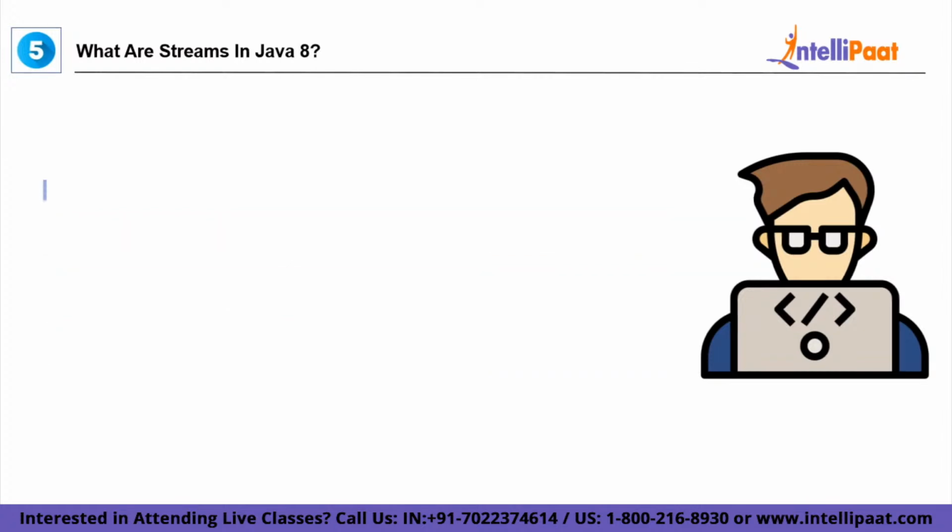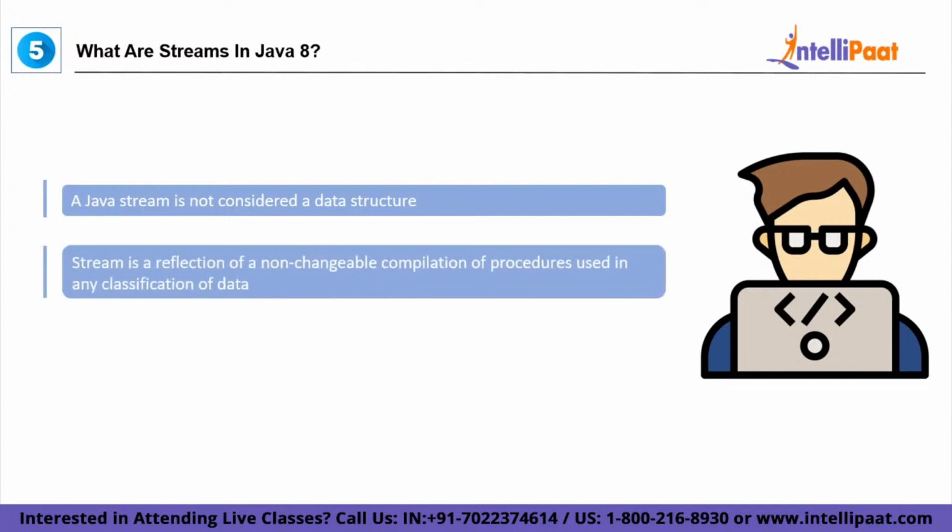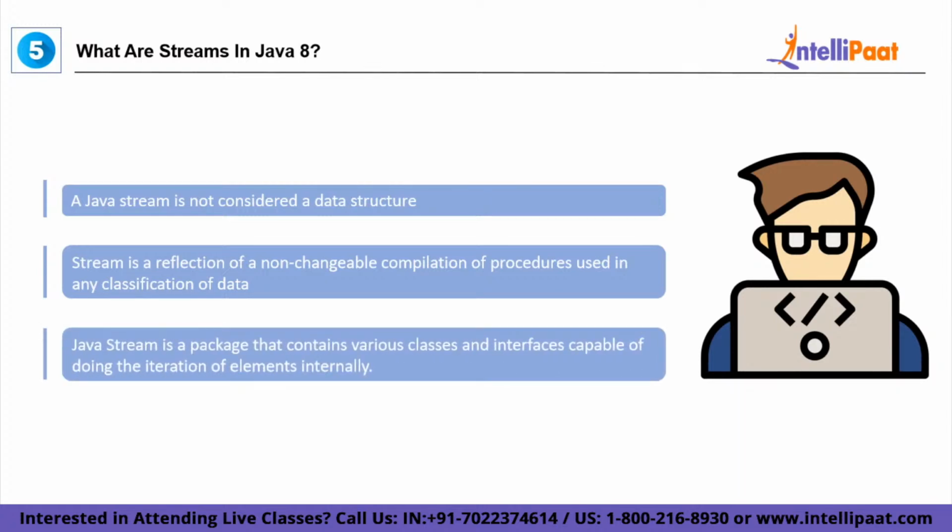A Java stream is not considered a data structure. However, we might consider Java stream to be an abstraction. It's not a collection or set where we can store data elements. A stream is basically a reflection of a non-changeable compilation of procedures that are used in any classification of data. In simple words, a Java stream is a package that contains various classes and interfaces which are capable of doing the iteration of its own elements internally.